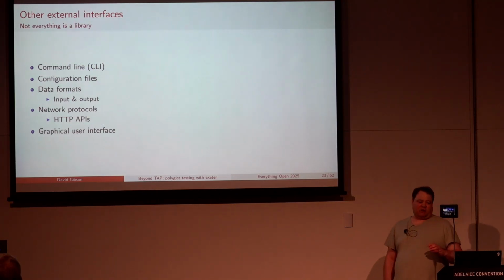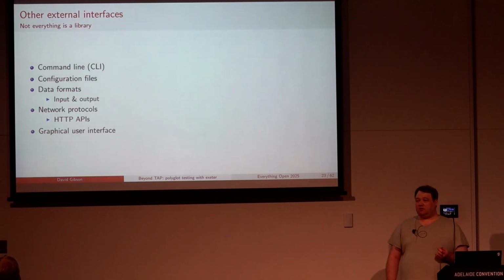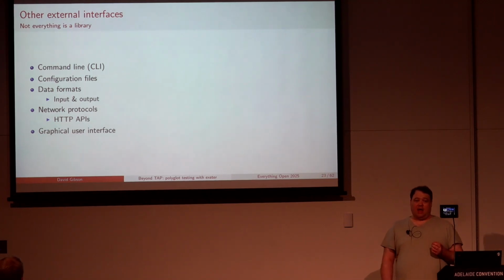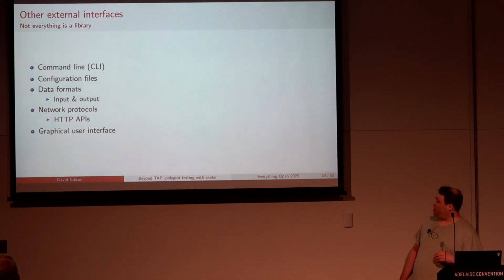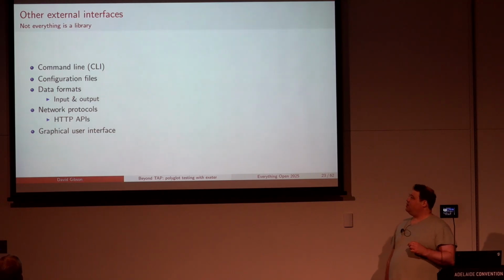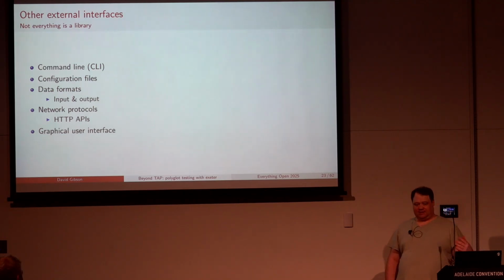Now, not everything's a library, of course, but everything does have some kind of interface. It could be a command line interface. All your configuration files are effectively interfaces. Any data files you read in or you write out is another interface. Any network protocols you speak is an interface, and HTTP APIs are obviously a common example of that that's very important these days. It could be a full-blown GUI. All of those introduce their own complications. I'm not going to get into much of that except to note that it is something you have to do.